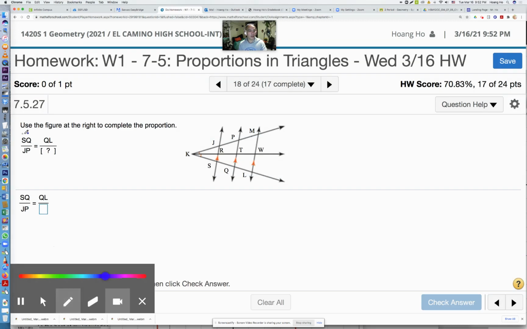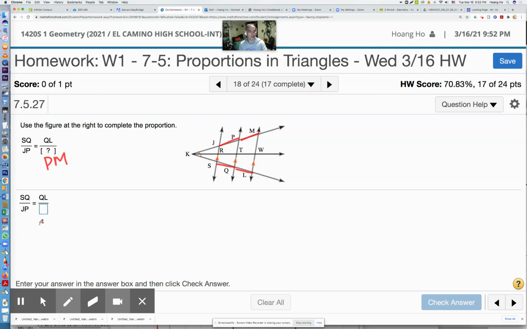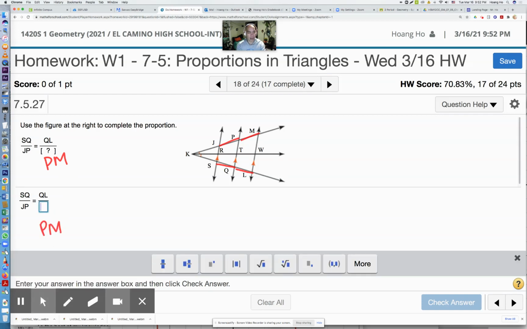Similarly, all right, SQ, where's SQ? Maybe I use a different color. SQ goes with JP, okay. QL goes with PM, all right. So again, PM right here, I put PM right there. Make sure it's capital.